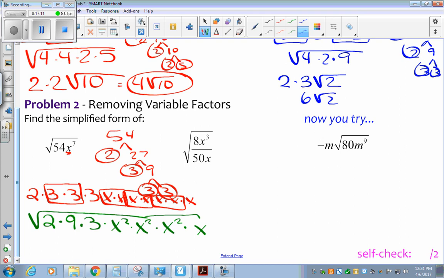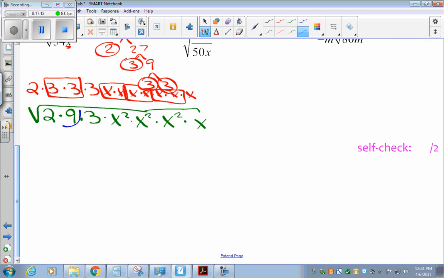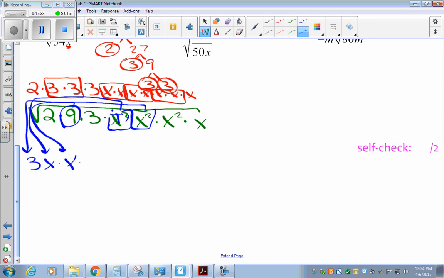Since 9 is a perfect square, we're going to take the square root and put it out front. Since x squared is a perfect square, we're going to take the square root and put it out front. And we're actually going to do that 3 times. Whatever's left is going to stay underneath the radical: 2 times 3 and an x.